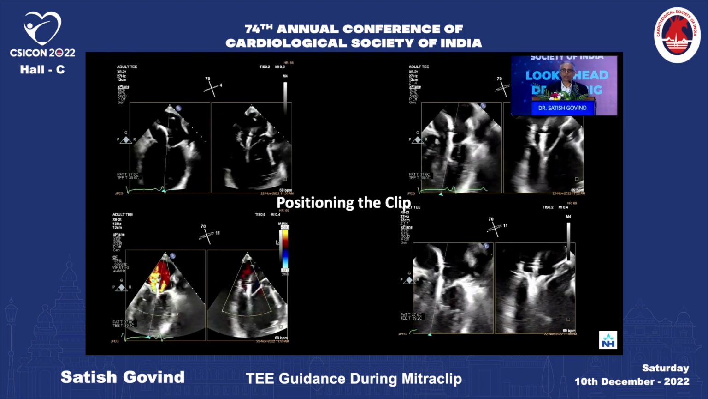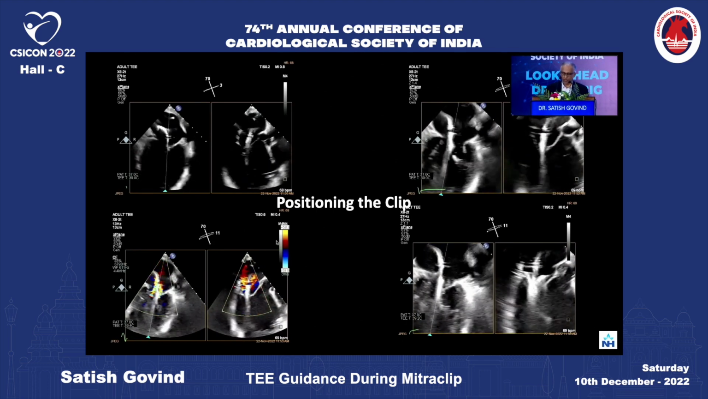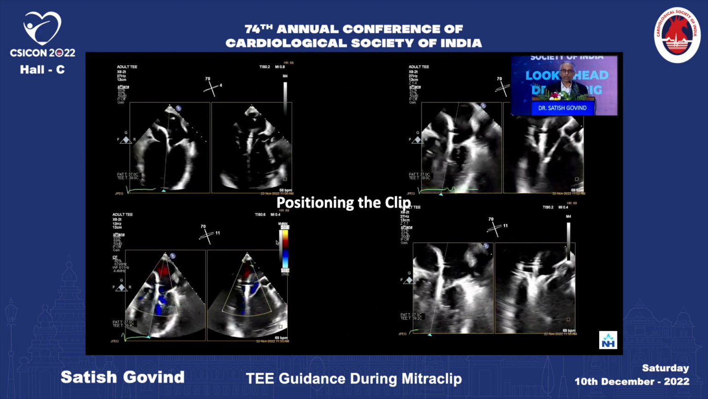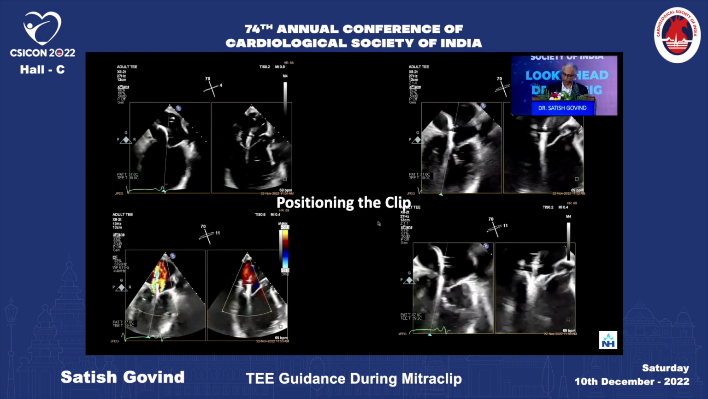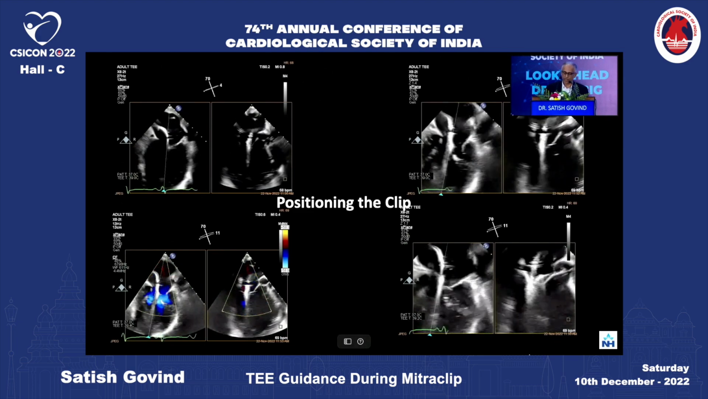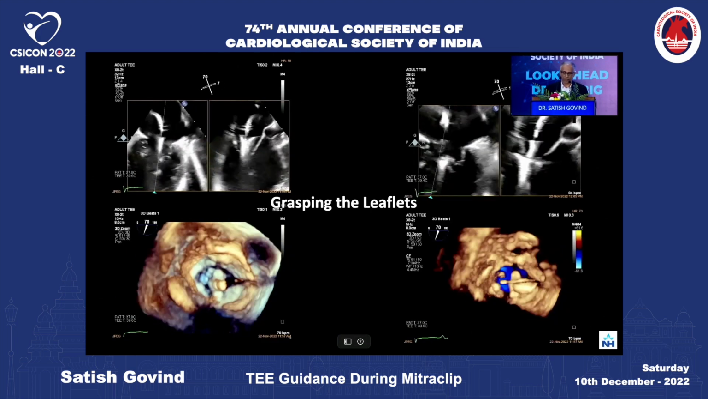So once that is confirmed, you again do a 3D, and then go to the LA side and look at it. Once that is done, the delivery system is pushed a little further forward, and as you can see here, it's partially open, and then it is maneuvered into the left ventricle here.